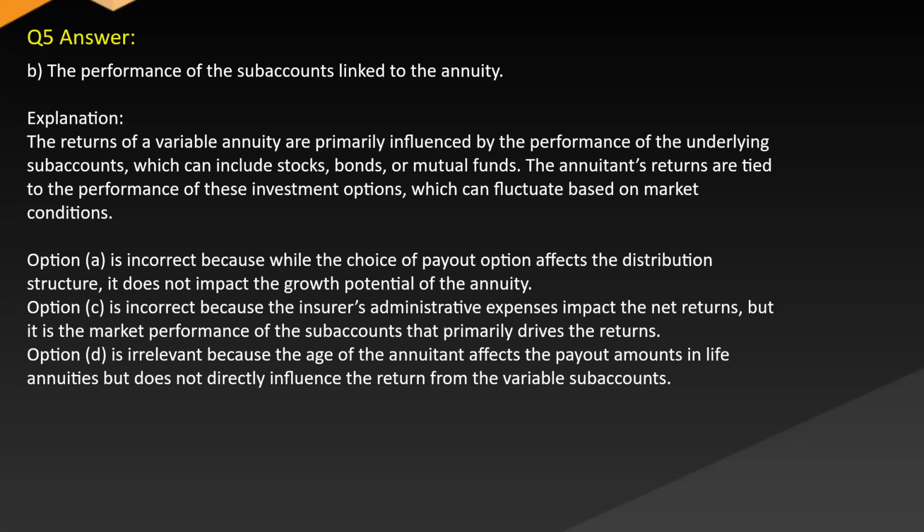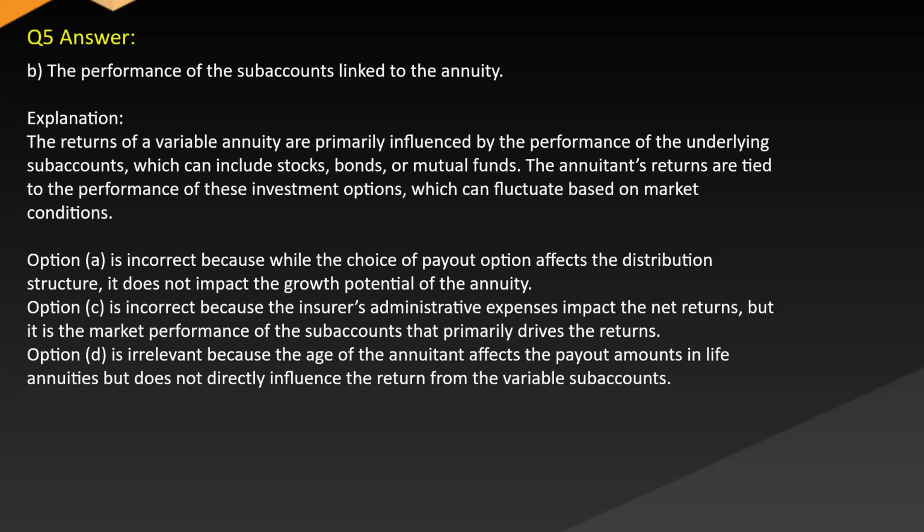Explanation: the returns of a variable annuity are primarily influenced by the performance of the underlying sub-accounts, which can include stocks, bonds, or mutual funds. The annuitant's returns are tied to the performance of these investment options, which can fluctuate based on market conditions. Option A is incorrect because while the choice of payout option affects the distribution structure, it does not impact the growth potential of the annuity.